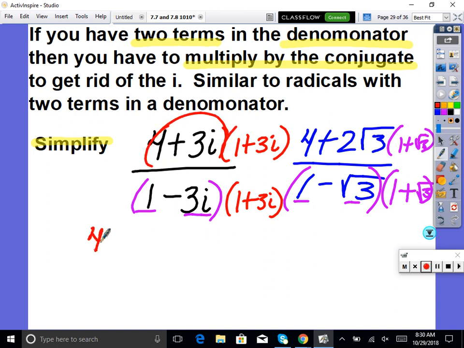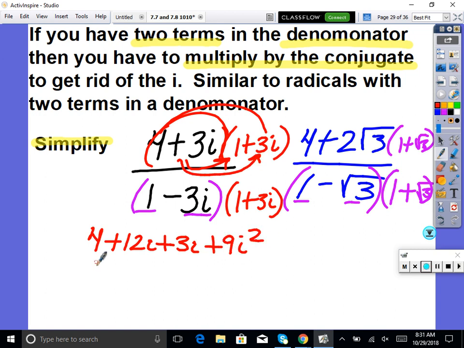So then we would distribute out the top. 4 times 1 is 4. 4 times 3i is plus 12i. Then we have plus 3i. Then we have plus 9i squared. So on top we would have, this is minus 9 now, because positive 9 times negative 1 is minus 9. Negative 9 plus 4 is negative 5. So then we have plus 15i's.